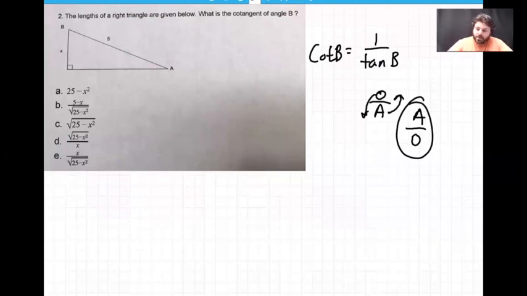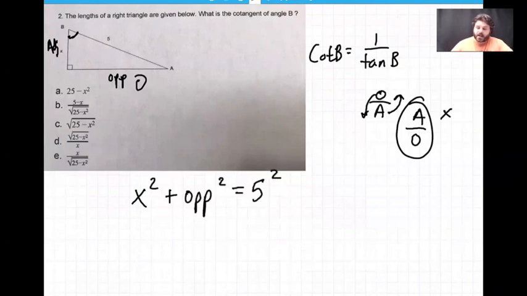So angle B is up here in the top corner. So opposite, that's this one, over adjacent, that's this one. And as you can see from my picture, the adjacent is x. I just need to find this opposite side. Well, remember, we're dealing with a right triangle. We can always use the Pythagorean theorem. So I'm going to call the opposite side just O. Okay, so we're going to say that a squared plus b squared equals c squared. Remember, c is the longest side, it's the hypotenuse.